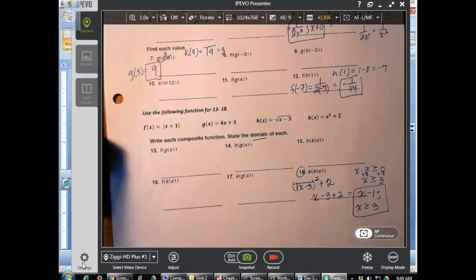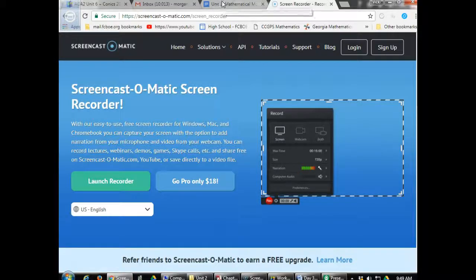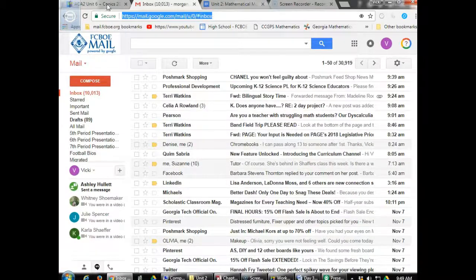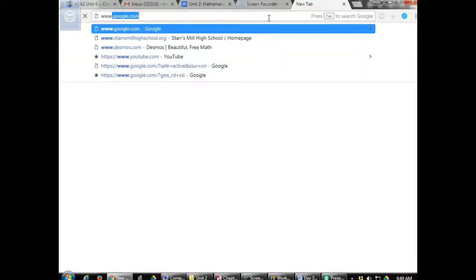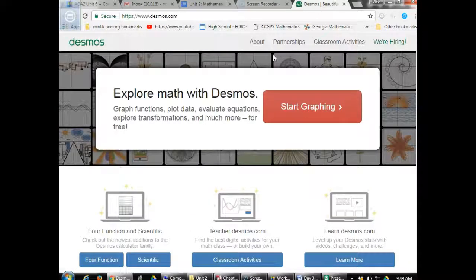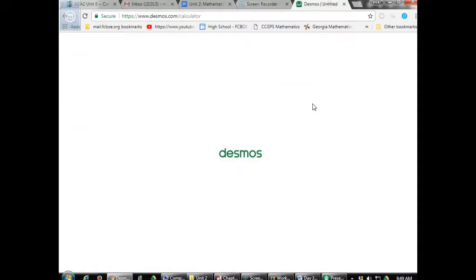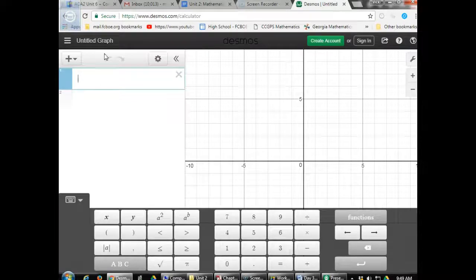So I'm going to actually do this on Desmos with you guys so you can kind of see what this looks like. Okay, so you want to play around with Desmos tonight anyway. And I am going to go ahead and input my two functions. So when you get to Desmos, just say start graphing, and it takes you right in. And I'm going to say h of x is equal to the square root of x minus 3.